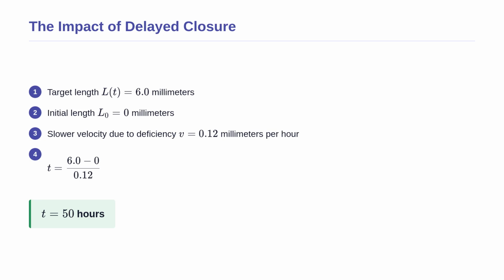Dividing 6 by 0.12 gives us 50 hours. The biological window strictly closes at 45 hours. Because 50 hours is greater than 45 hours, the tube will not finish closing in time. This mathematical reality perfectly illustrates why maintaining a healthy closure velocity is absolutely vital.